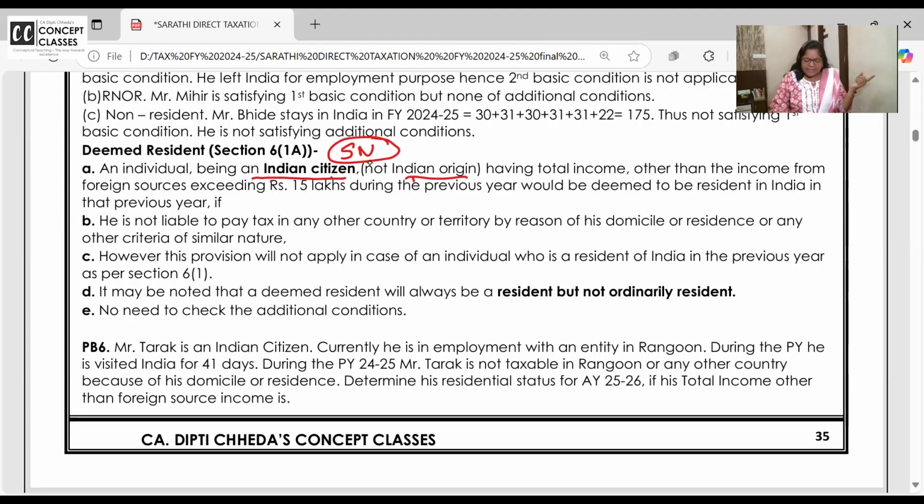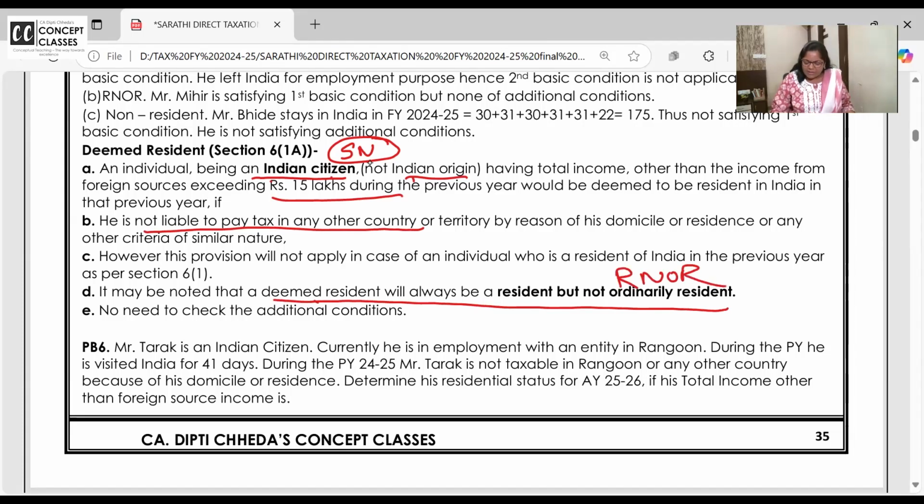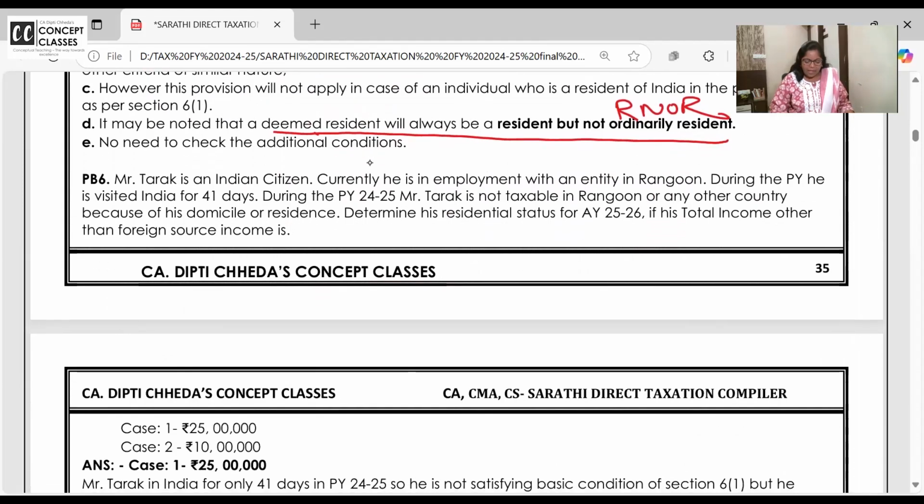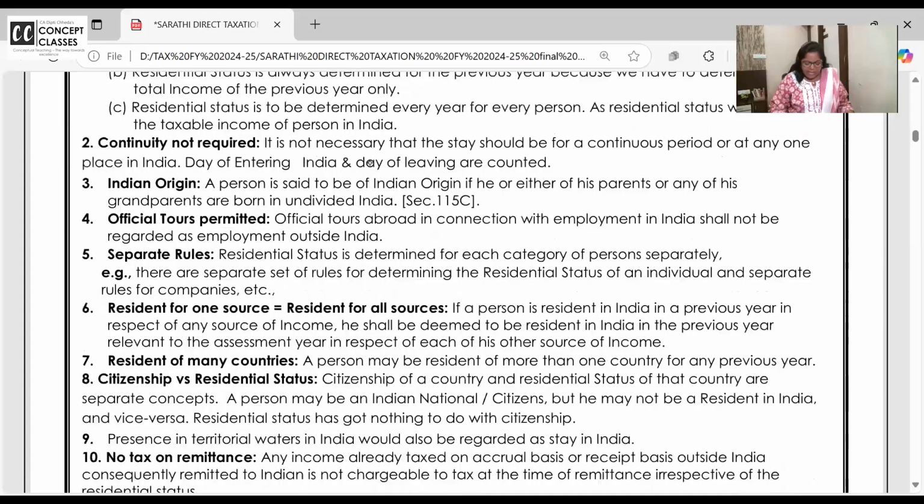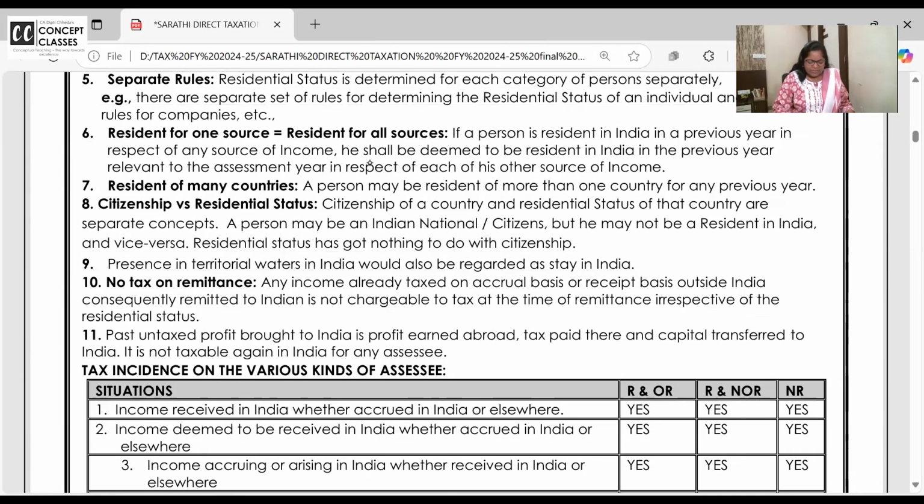So, okay, you are an Indian citizen, yes. You are earning more than 15 lakhs in India, yes. You are not paying tax in any other country, yes. Then you are said to be deemed resident. And deemed resident is always resident, but not ordinary resident. I think for this also we have done both these problems and we also checked all these conditions.